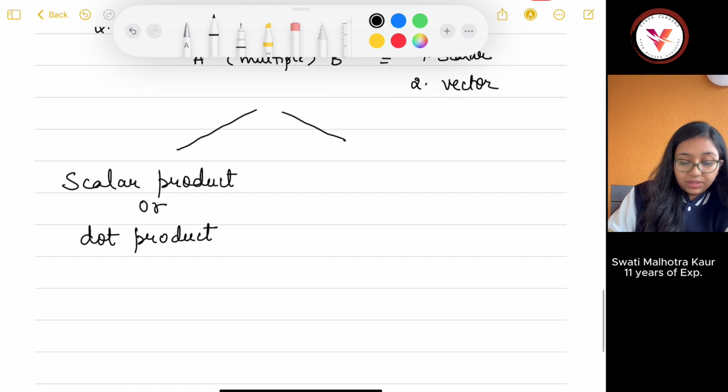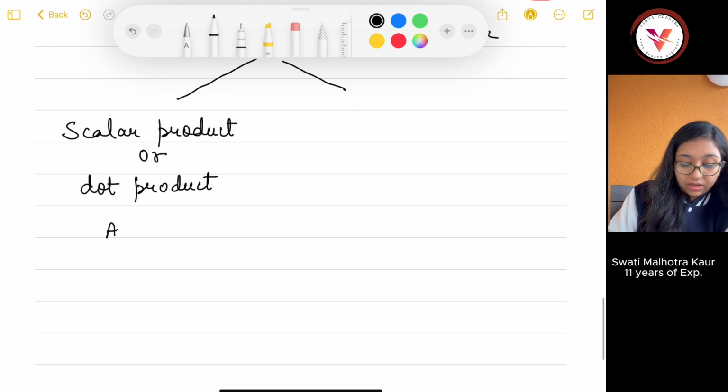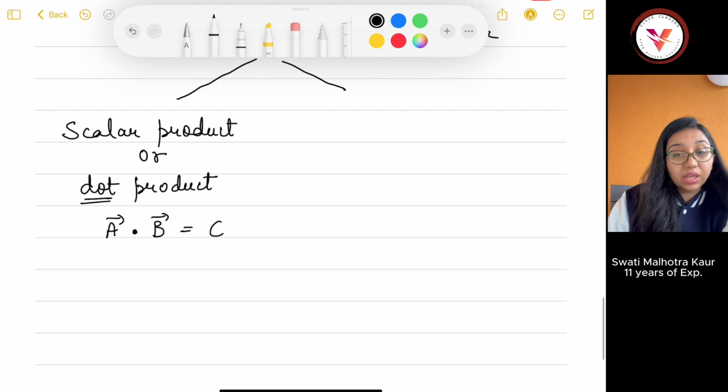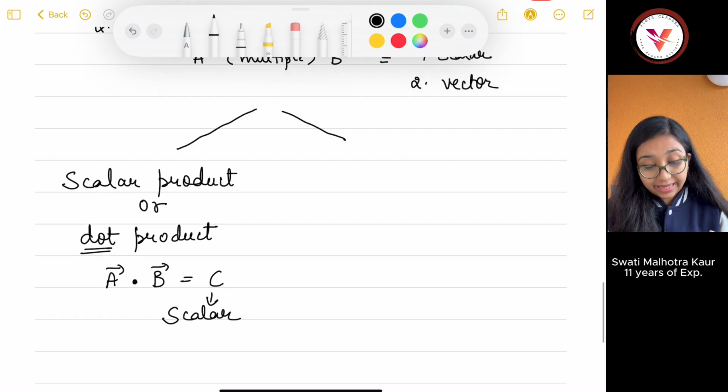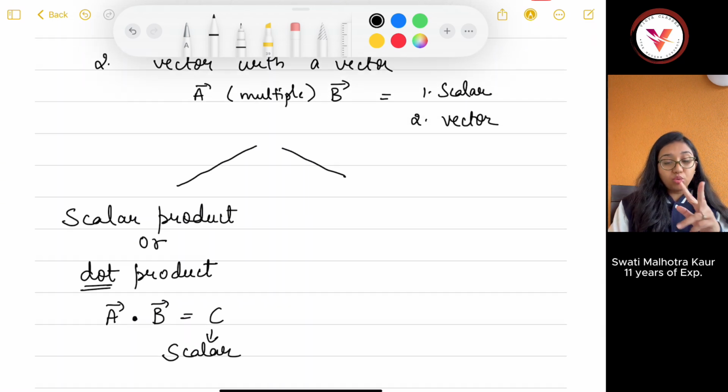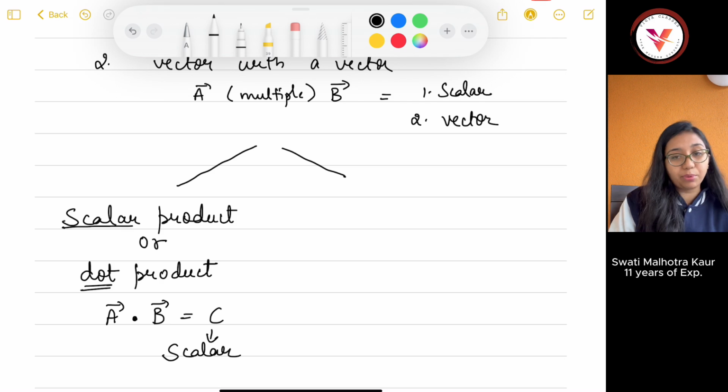Okay, that means you have an a vector, and because its name is dot, you have to put a dot here, because the b vector gives you a c, another thing, which is a scalar. Okay, so in this you'll get a scalar from a multiplication, a product of two vectors. That is why it is called a scalar product.